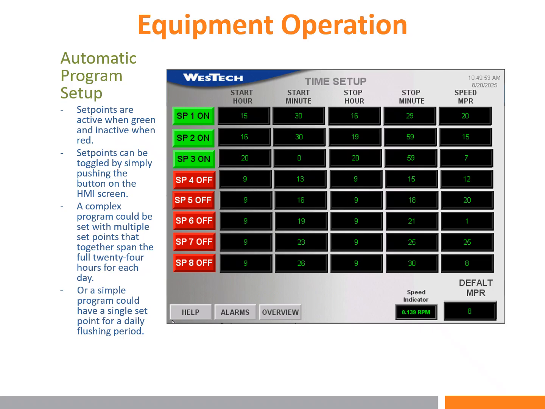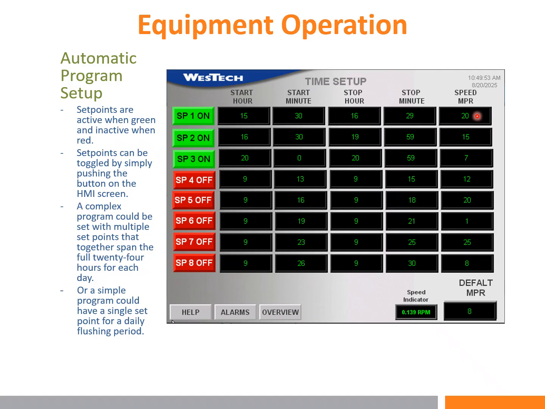So for example, a really simple program setup would be to have set point 1 active, set point 2 through 8 inactive. So let's say you wanted to run it from 3 to 4 a.m. at a really slow speed for a flushing cycle. You could set your start hour at 3 and your start minute at 0, your stop hour at 4, your stop minute at 0, and change your distributor speed to 40 minutes per revolution.